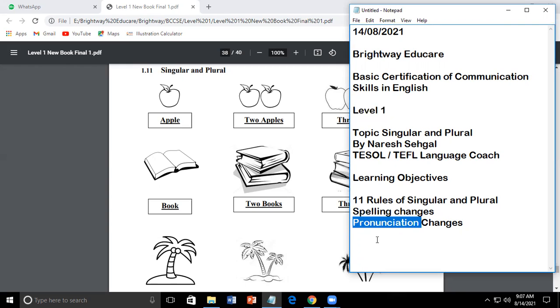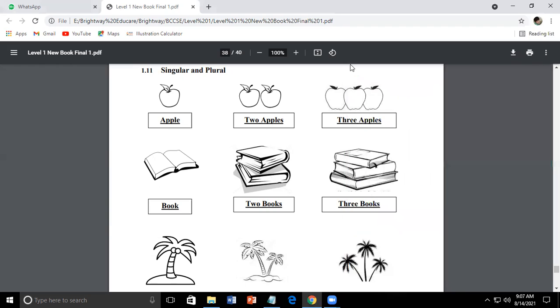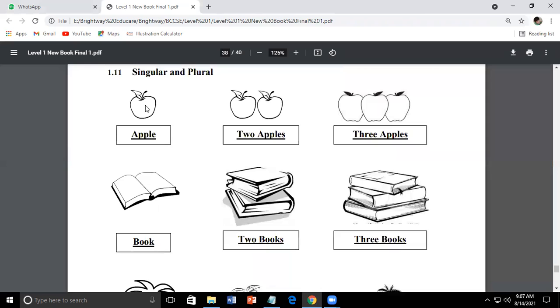So let us start. It is very simple, friends. When anything is more than one, it becomes plural. I repeat, when anything is more than one, it becomes plural. So we have some examples in front of us. Apple, apples. Now here we are using the word apples because there are two apples, which is more than one. Again, here are three apples, which is again more than one. So we have one apple, two apples, three apples.